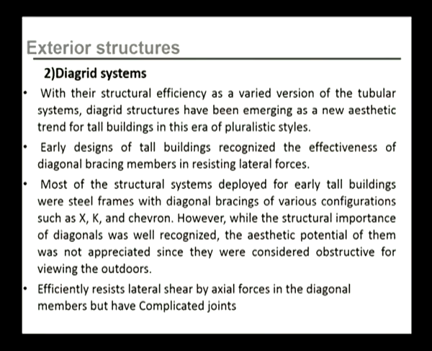Diagrid systems. With their structural efficiency as a varied version of the tubular systems, diagrid structures have been emerging as a new aesthetic trend for tall buildings in this era of pluralistic styles. The early designs of tall buildings recognized the effectiveness of diagonal bracing members in resisting lateral forces. Most of the structural systems deployed for early tall buildings were steel frames with diagonal bracings of various configurations such as X, K, and chevron.